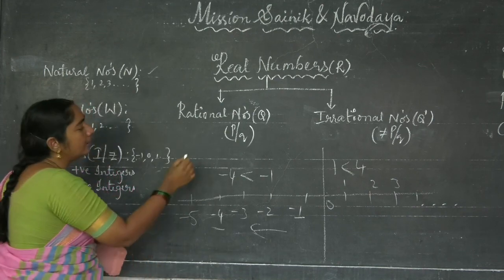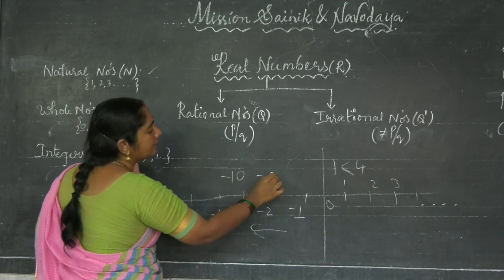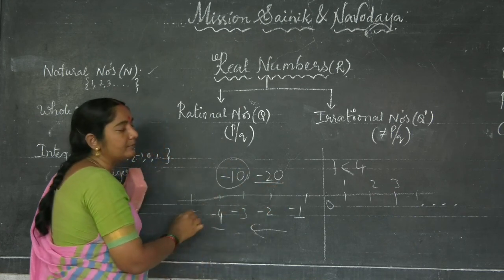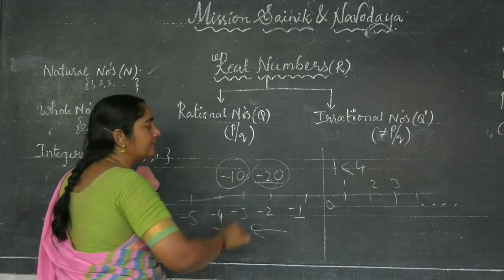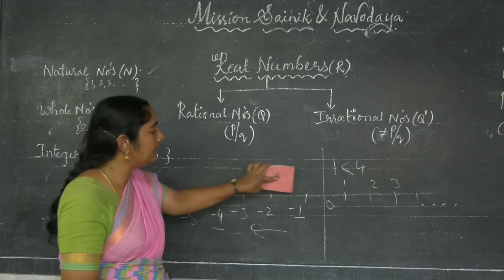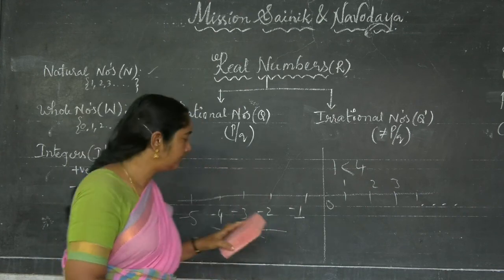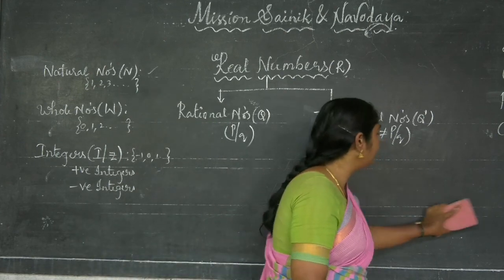For example, if you take minus 10 and minus 20, which one is a bigger number? Minus 10 is a bigger number. Minus 20 is a smaller number. Because of the minus sign, the value of the number decreases as you move towards your left side. Understood, my dear?